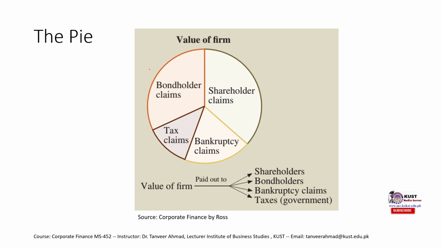And if we draw the pie again, if you remember, when there were no taxes, the value of the firm was divided between the shareholder and the bondholder. When we introduced the taxes, we said that the value of the firm would be divided into bondholder, shareholder, and the tax claim, which is the cost. Now, if we introduce the bankruptcy claim, then the value of the firm would be divided into four parts.